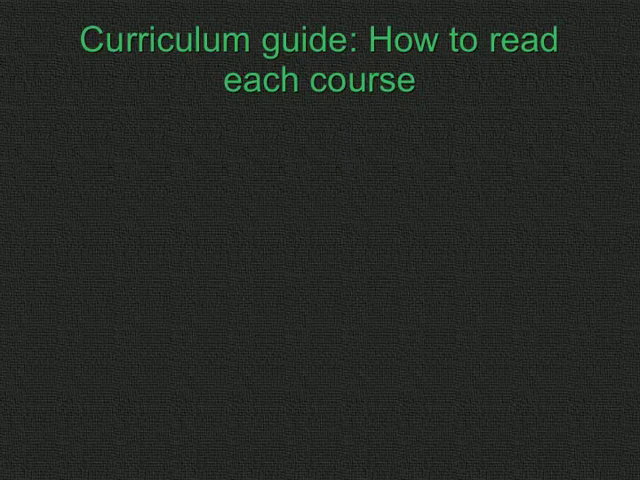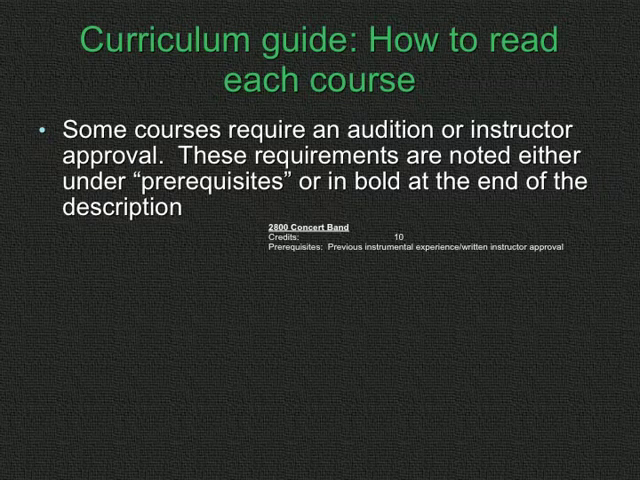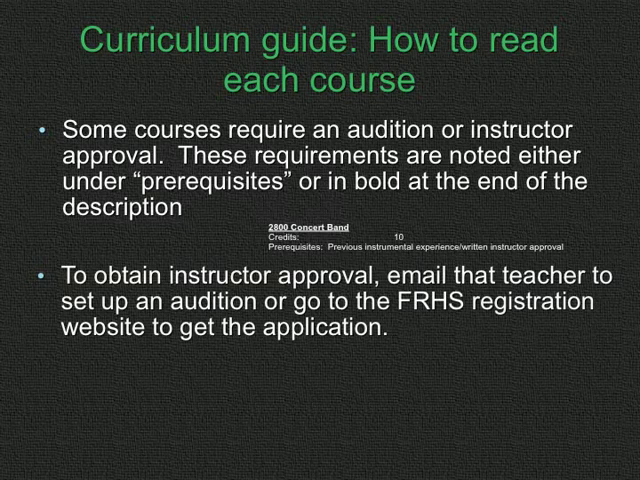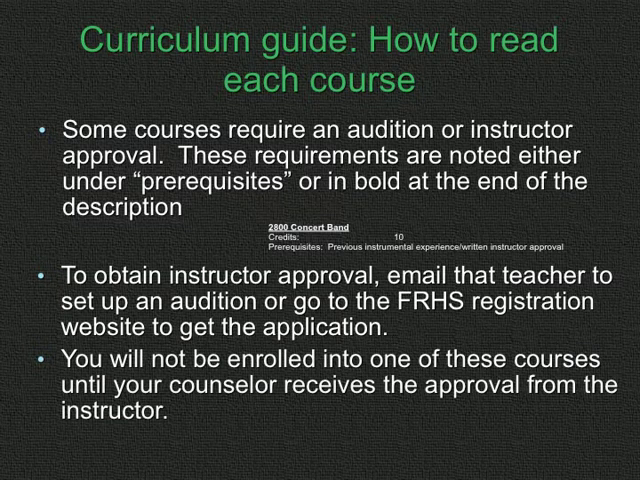Curriculum Guide, how to read each course. Some courses require an audition or instructor approval. These requirements are noted either under prerequisites or in bold at the end of the description. To obtain instructor approval, email that teacher to set up an audition or go to the Fossil Ridge registration website to get the application. You will not be enrolled into one of these courses until your counselor receives the approval from the instructor.